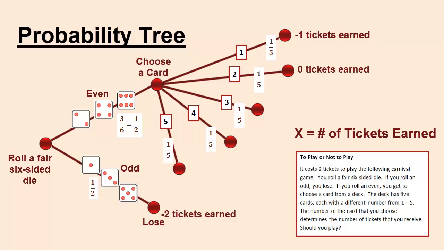And then if we win 2 tickets, we break even. If we win 3, we're up 1. If we win 4, we're up 2, and if we win 5, we're up 3. And our probability tree is done.